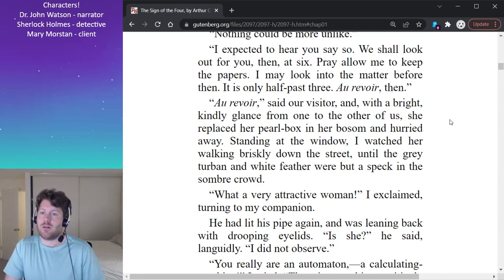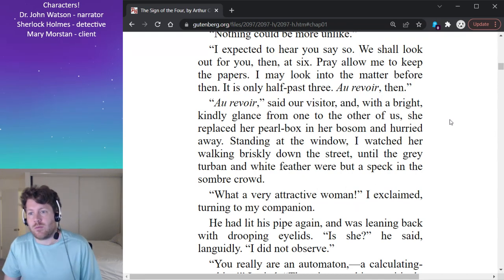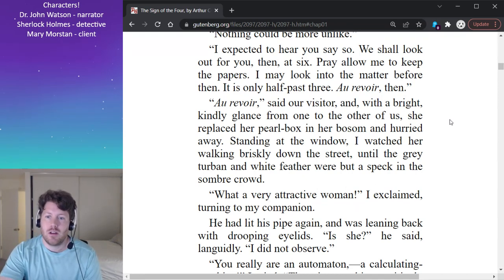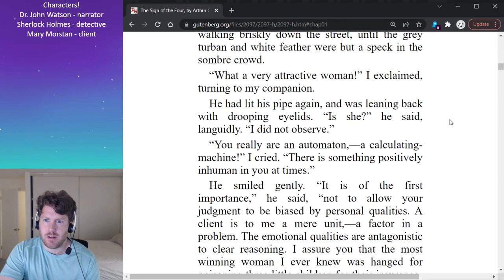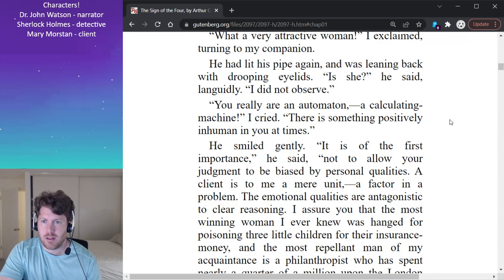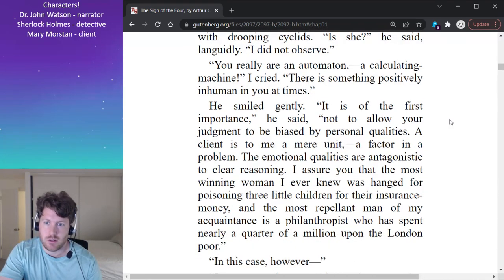Standing at the window, I watched her walking briskly down the street until the gray turban and white feather were but a speck in the somber crowd. What a very attractive woman, I exclaimed, turning to my companion. He had lit his pipe again, and was leaning back with drooping eyelids. Is she? he said languidly. I did not observe. You really are an automaton, a calculating machine, I cried. There is something positively inhuman in you at times.